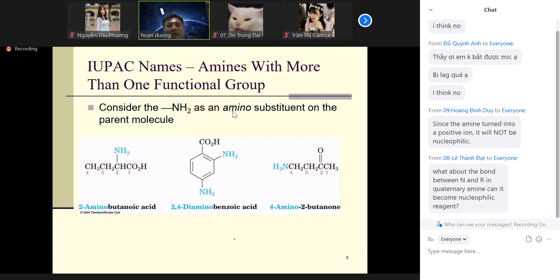And I repeat, you have one more case to consider with NH2 as an amino substituent. So now we call it the amino substituent, okay? And the parent molecule we now name differently. So here, for example, you have an amino acid. The priority of the functional group: COOH should be higher than NH2. So that's why in some names of amino acids we have to put amino as a substituent.